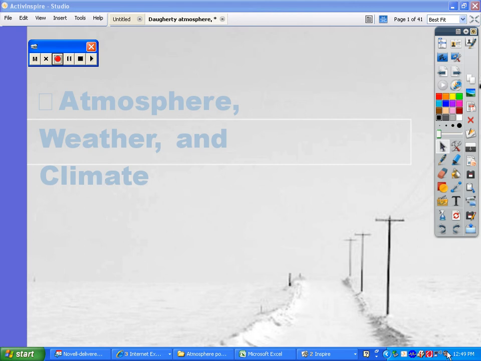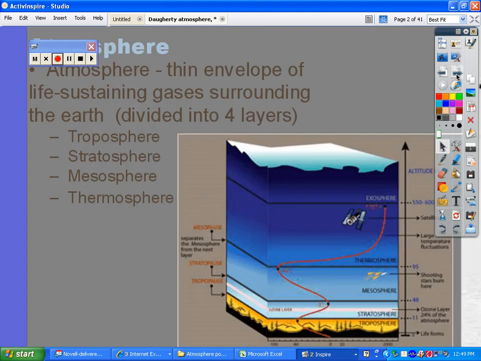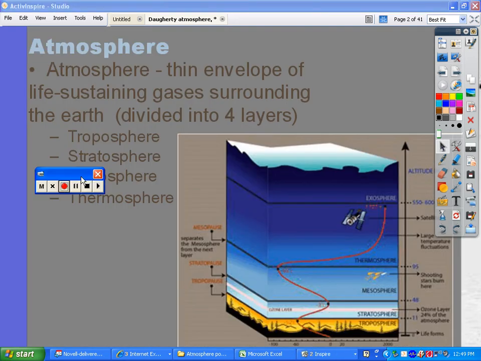Hi guys. Today we're going to be doing atmosphere, climate, and weather notes. So let me get started with this. First thing we should know about the atmosphere is what it is.